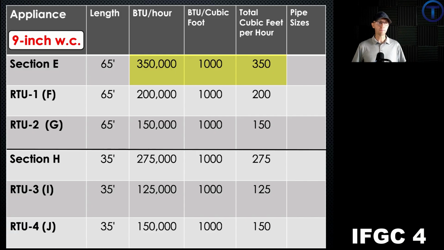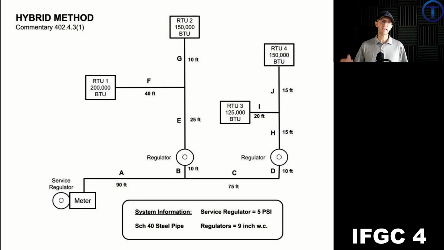And then we have our rooftop units. F is feeding rooftop unit 1 with 200,000 BTUs, divide by 1,000, and we get 200 cubic feet per hour. G is feeding rooftop unit 2 at 150,000 BTUs. We divide by 1,000 and get 150 cubic feet per hour. Check out section H, I, and J. H is feeding the 2 rooftop units.